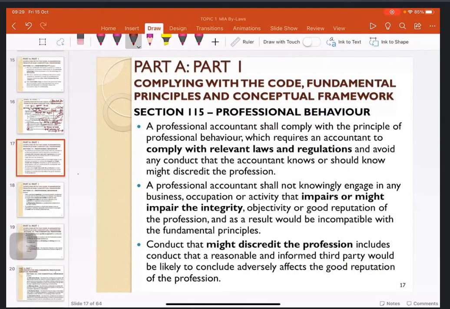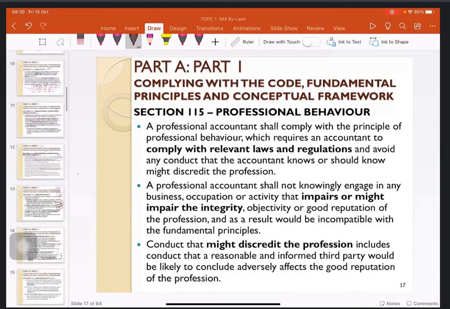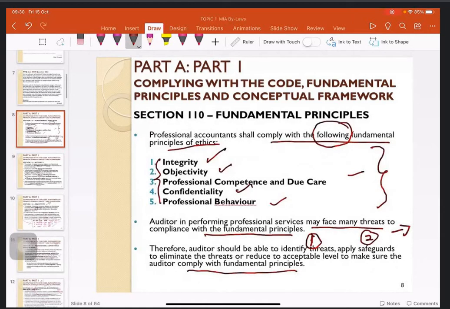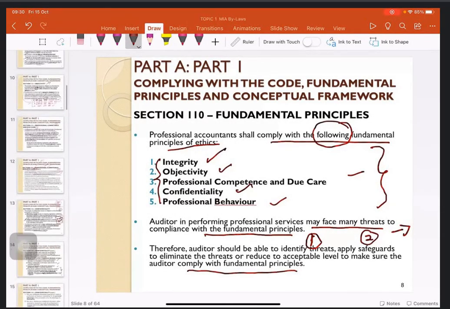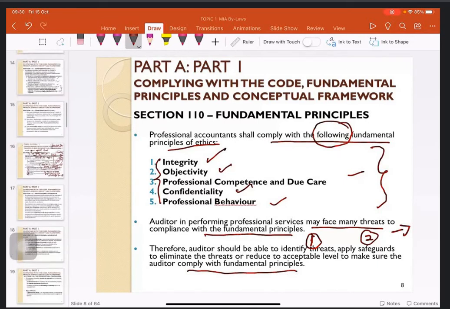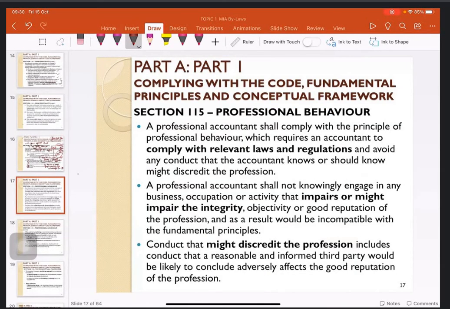Okay, next one adalah professional behavior. Professional behavior basically dia relate dengan yang atas ni ya. Dia relate dengan integrity, objectivity, professional competency and confidentiality. Meaning that when you conduct the audit, all the time we have to be professional in conducting the audit. Okay, so you all boleh baca dulu ya. You kena comply dengan relevant law and regulation. Okay, dia macam dia adalah combine all those 4 factors tadi lah ya.